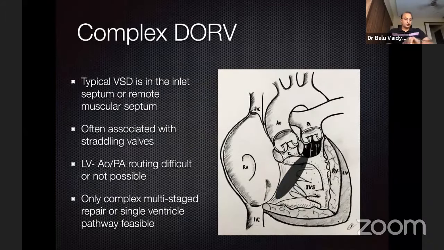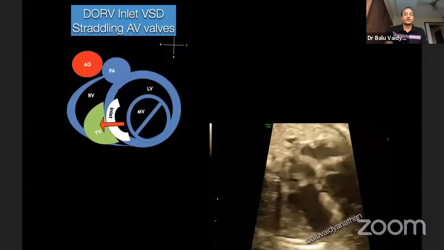Now, let me just show a couple of examples of complex DORVs. We still have 5 more minutes. So this is a situation where the VSD is in a more difficult location like inlet or remote, often associated with situations where the AV valves straddle the VSDs, which means connections inside the VSD. In simple terms, all this makes the routing of the VSD to one of the outflows not possible.